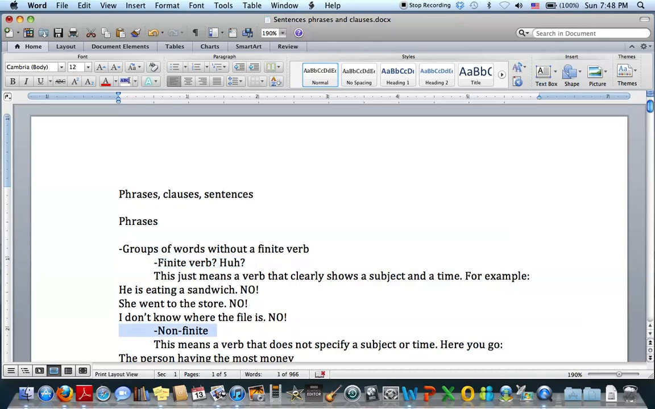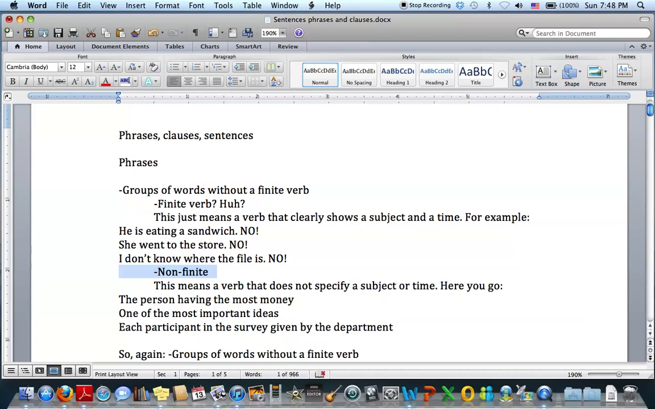non-finite. Now, I know you might be thinking, should it be infinite? Yeah, well, that works too, but we're talking grammar right here, and yeah, grammar is annoying. Anyhow, let's take a look. So, non-finite. A non-finite verb is a verb that does not specify a subject or a time. So, let's take a look at this.